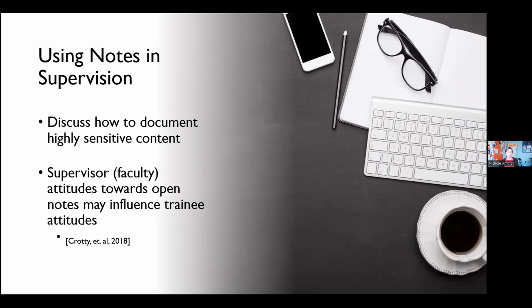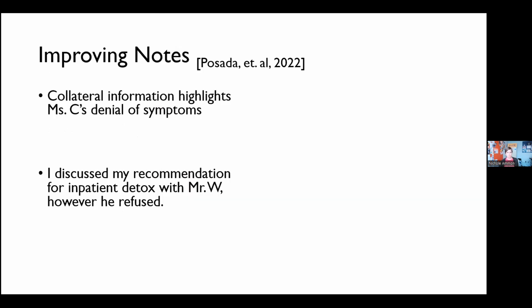Another really important consideration is that the supervisor or faculty attitudes towards open notes and towards clinical documentation are certainly going to influence how your trainee, supervisee, resident approaches all of those things. So approaching that from a positive standpoint is definitely going to help everybody.